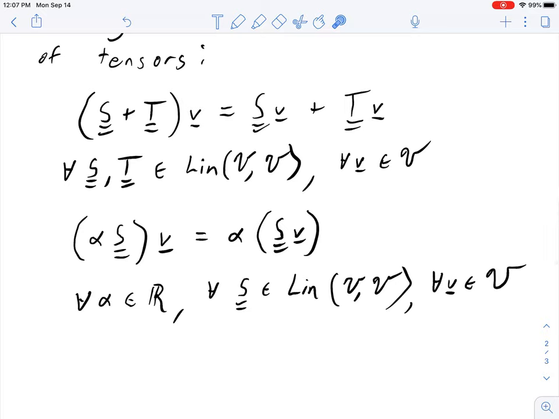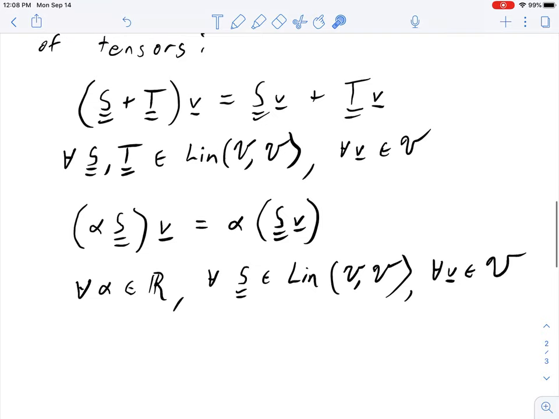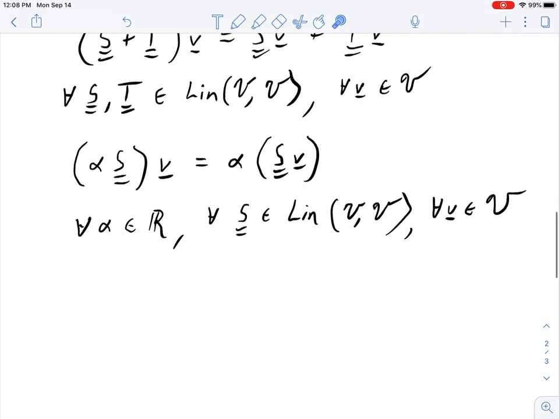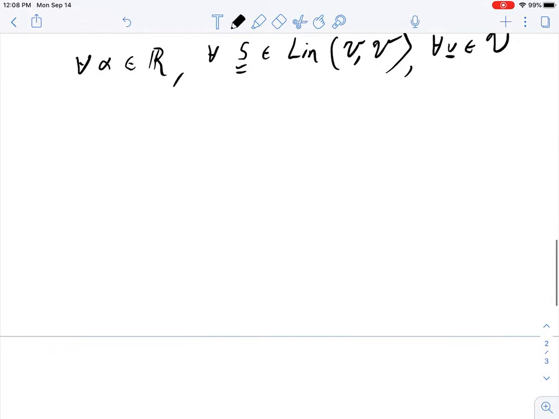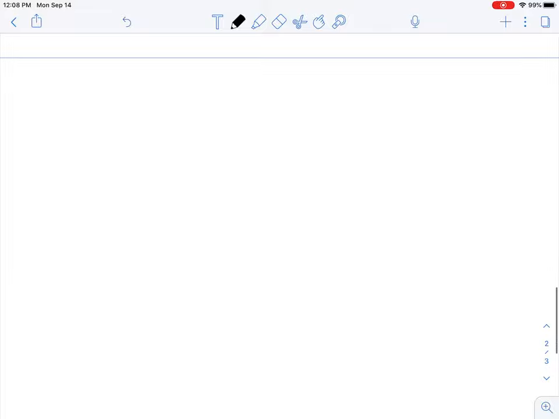Now, exercise one in the textbook says we should prove that this resulting thing is still a tensor, that it is still a linear map from the vector space V to itself. So let's go through that example now. We've defined addition of tensors in this way and multiplication by a scalar in this way, but it remains to be shown that the thing that you make is actually still a linear map from V to itself. So let's go through exercise one. That was on page 9 in the 2010 version, which I think is still the version that's out.